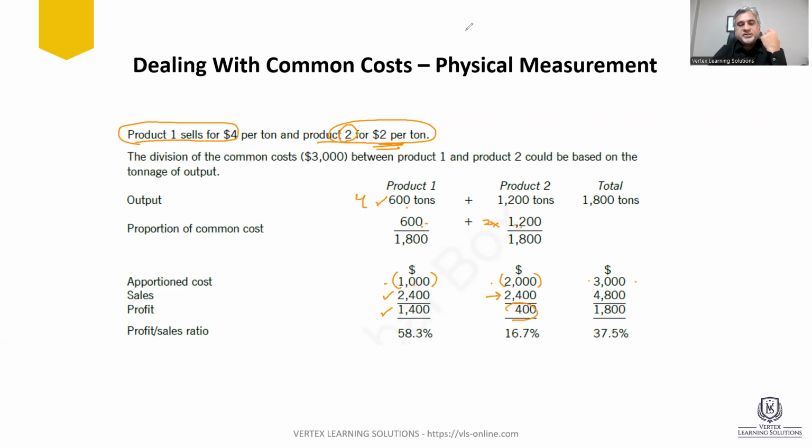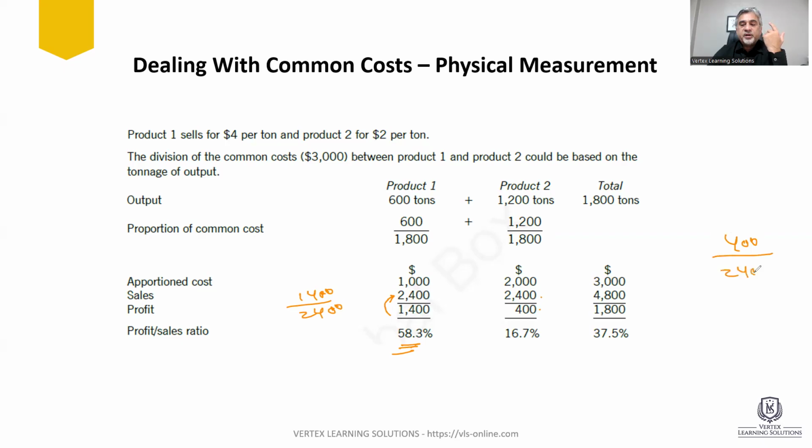Now, if you calculate your profit as a ratio of sales, like this profit 1,400 divided by the total sales, you get the profit ratio. So profit ratio is profit divided by the sales value. Profit is 1,400, sales value is 2,400. My net profit ratio is 58.3%. For product B, I divide my profit, 400, by sales value, 2,400. This comes as 1 by 6, and 1 by 6 means 16.7%.